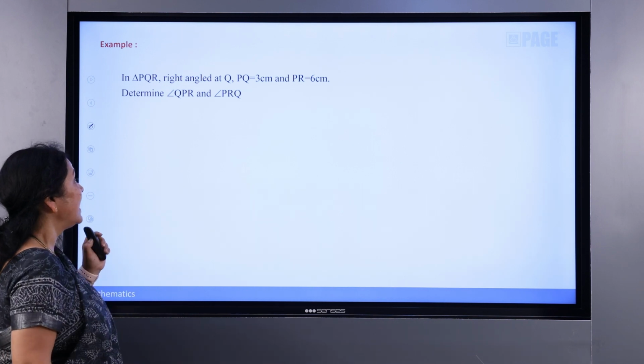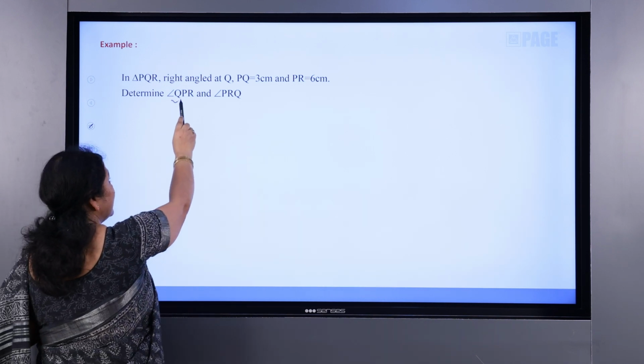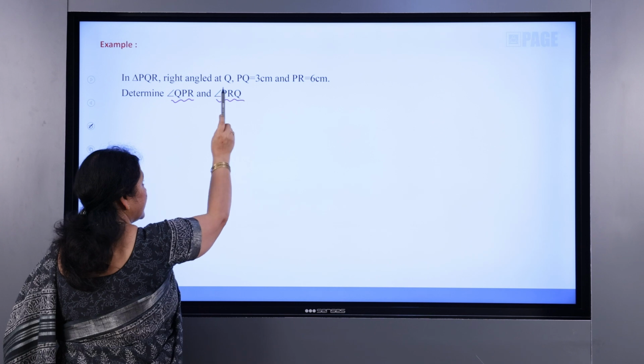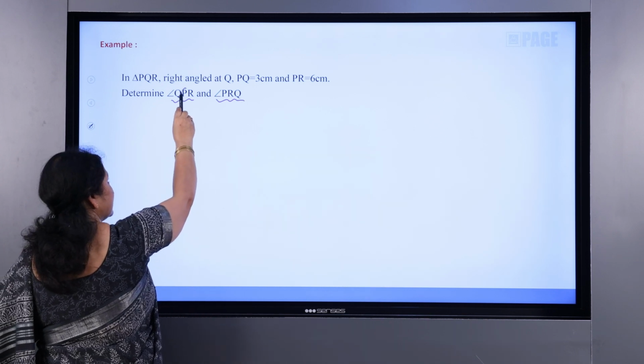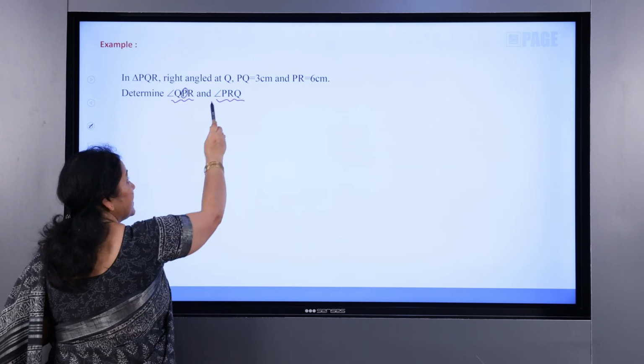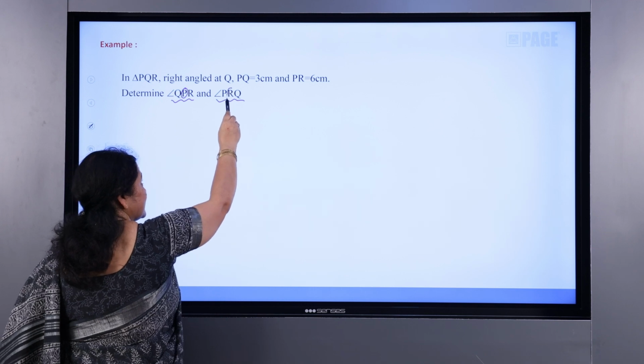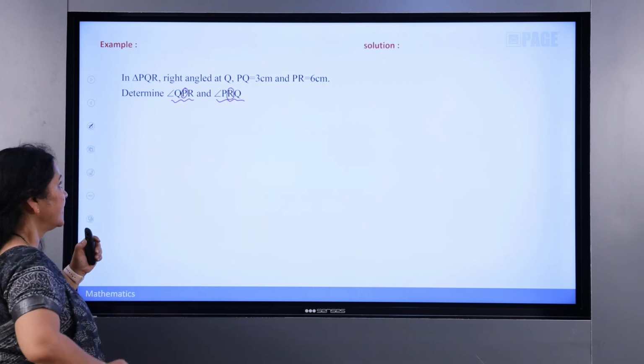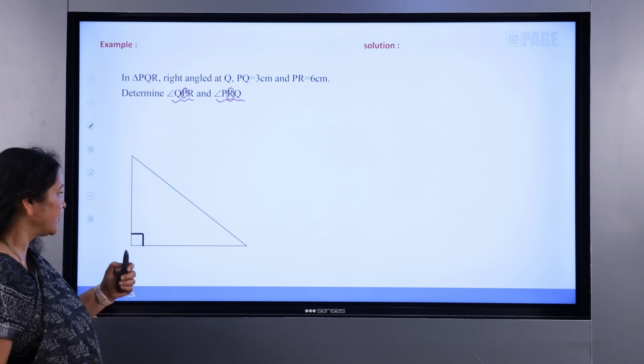We need to find the angle QPR and angle PRQ. Now QPR is nothing but finding out the angle P. Angle PRQ is same as finding out the angle R. Okay, so let's see, this is a right angle triangle.